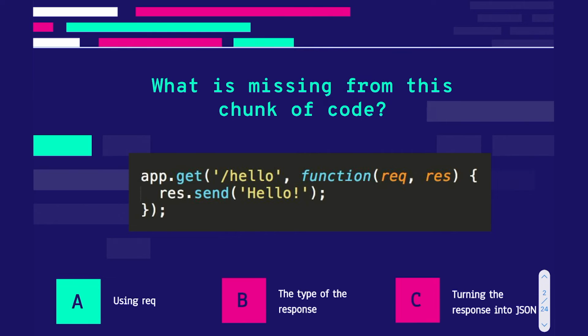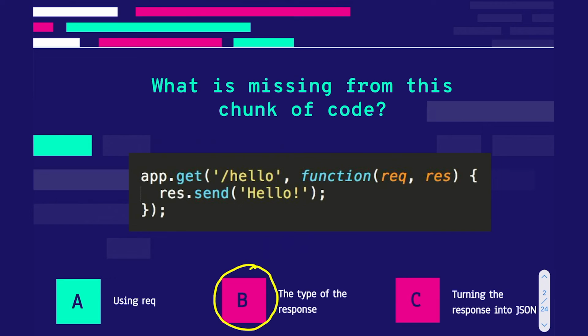What is missing from this chunk of code? And then we've got app.get hello, and then a function with two parameters, req and res, and we're saying res.send hello. A, using req, B, the type of response, or C, turning the response into JSON. The correct answer is B.